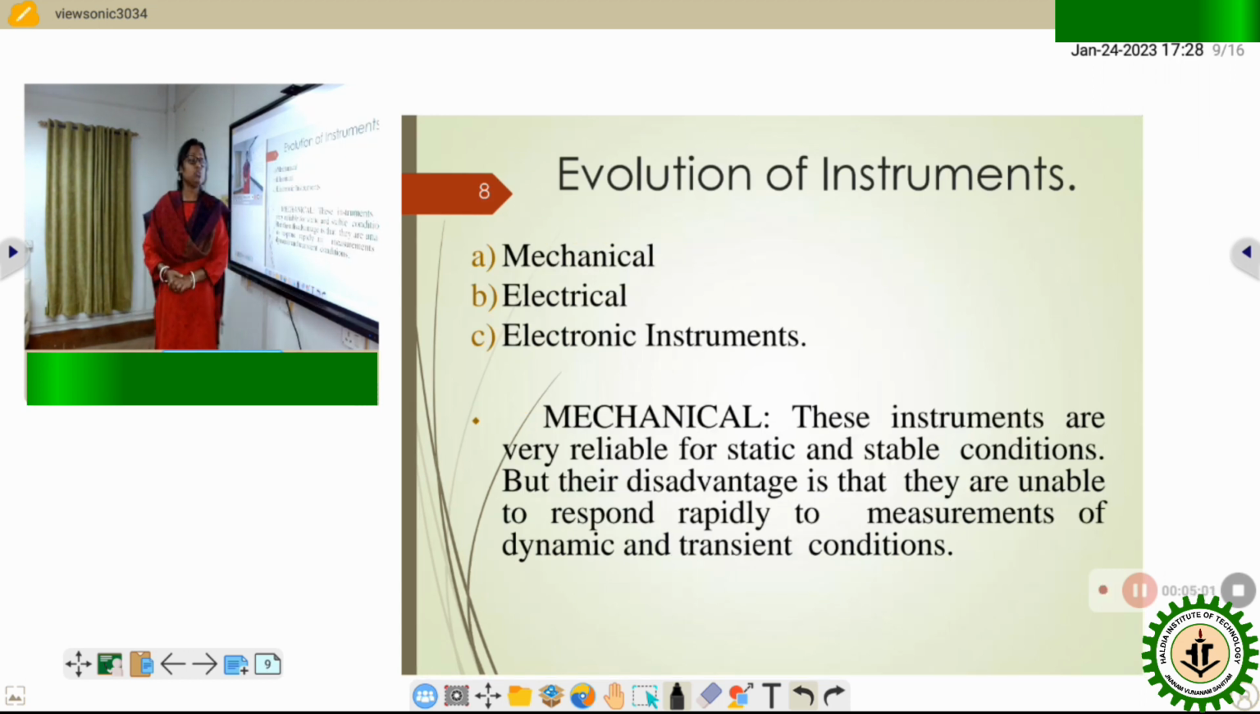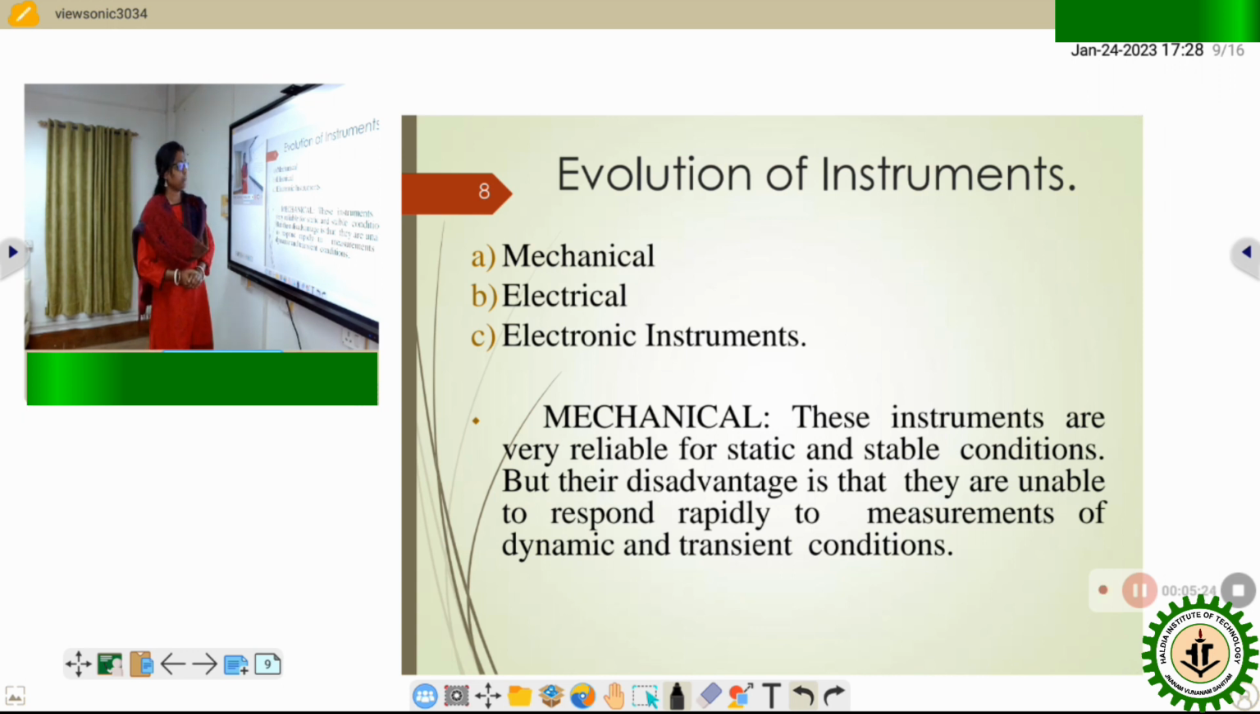Coming to the evolution of instruments. We generally use different types of instruments like mechanical instruments, electrical instruments and electronic instruments. So basically the evolution from mechanical to electrical and electronic instruments comprises mainly of a particular parameter, that is the speed of response.